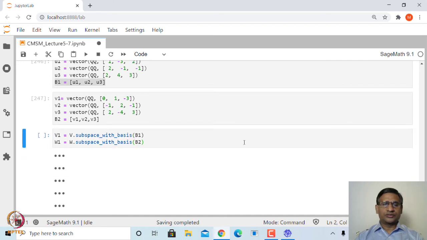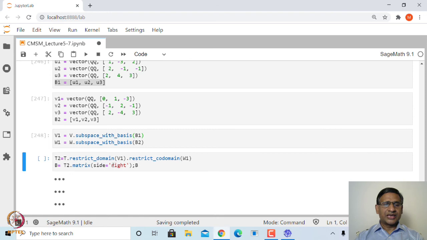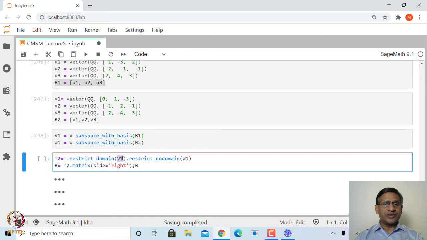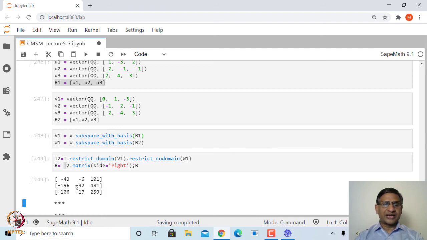Okay, so let us run this, and once you have run this, let us now restrict T to the subspace V1 on domain and W1 on codomain. So that means we are finding now the linear transformation with respect to the new basis. And that matrix of T2, which is T restricted on domain and codomain, let us call that as B. So that's the matrix B.